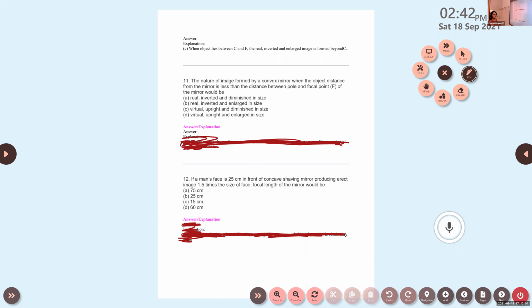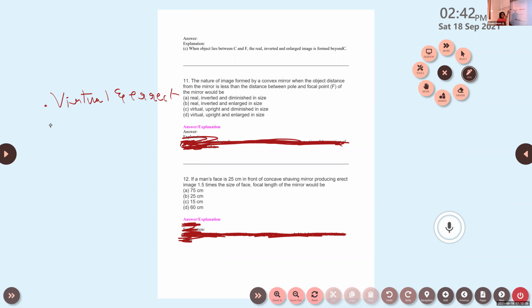A convex mirror. Yes, very good. In the case of a convex mirror, we have only two cases, and in both cases we get the image which is virtual and erect. And what about the size of the image in both cases?